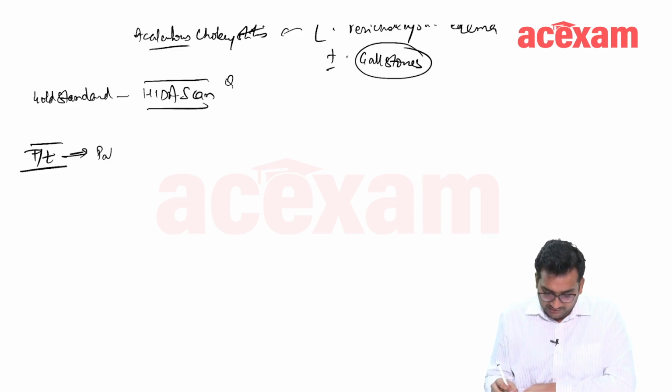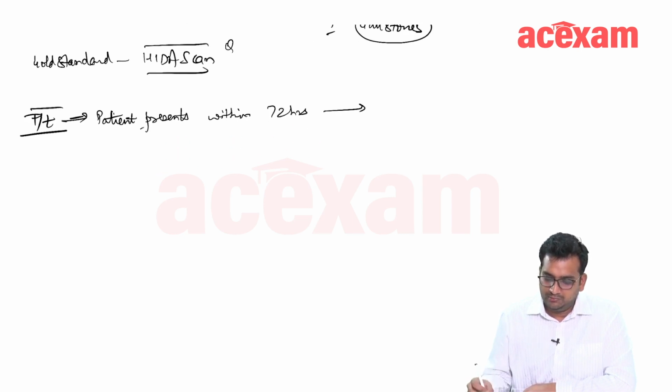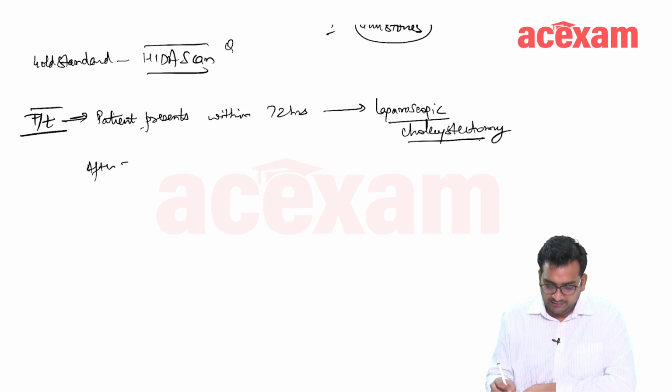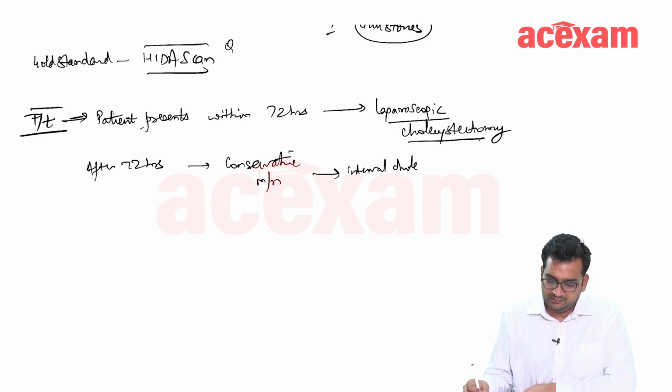If the patient presents within 72 hours, we will do laparoscopic cholecystectomy. If after 72 hours, we will do conservative management, then interval cholecystectomy. We will wait for 4 to 6 weeks.